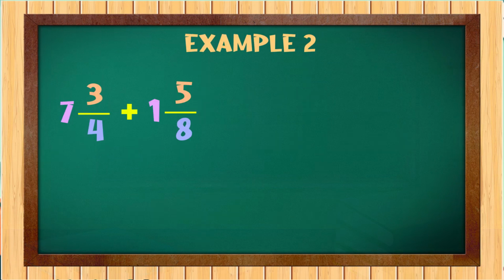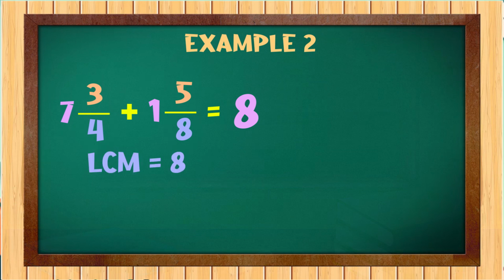Example 2, 7 3/4 plus 1 5/8. What's the first thing we do? We add our whole numbers. Next, we find the LCM of the fraction. And in this case, the larger denominator is a multiple of the smaller one because we can multiply 4 by 2 to get 8. So therefore, 8 is the LCM.